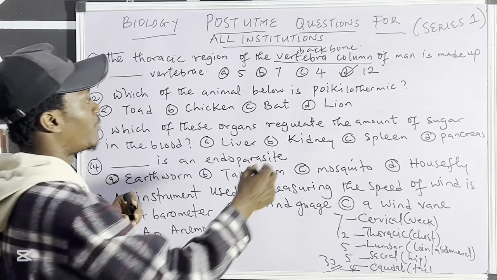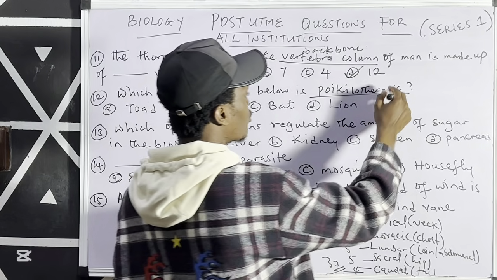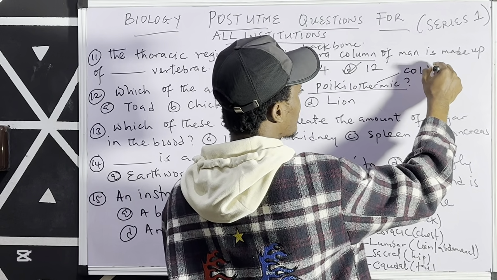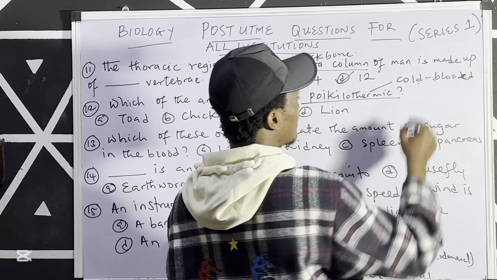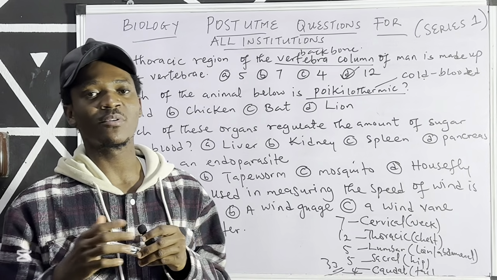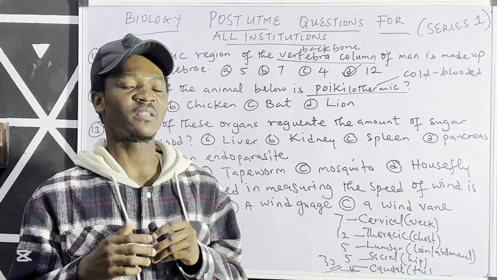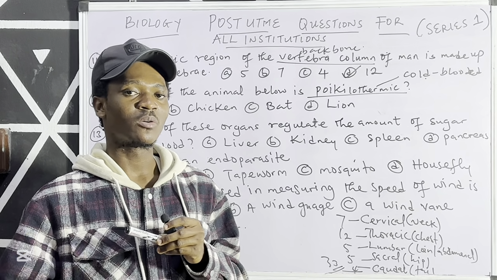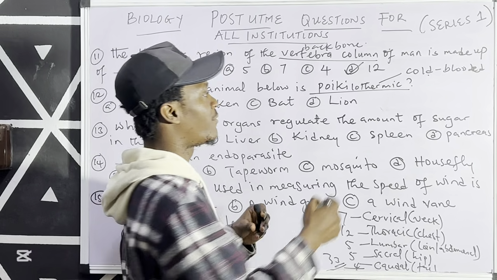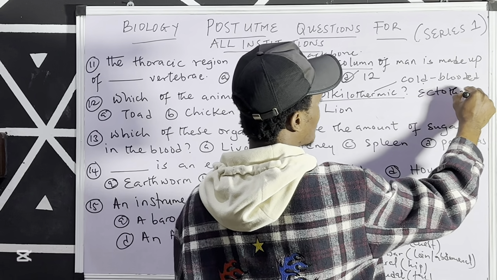Let's break down this word, poikilothermic. When we say poikilothermic, we are referring to cold-blooded organisms. They are simply organisms whose body temperature tends to vary with that of their environment. So it's not kept in a fairly constant condition. It means it varies constantly with their environment. Another name for poikilothermic organisms is ectothermic organisms.